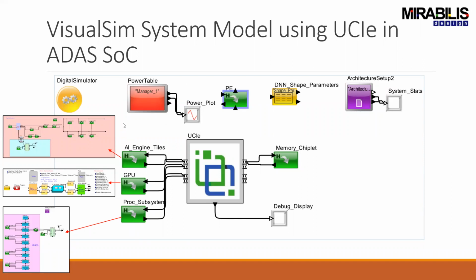Now, there's also power information associated with each one of these blocks. So with a VisualSim system model, you can very quickly assemble these systems and analyze the different topologies and different studies. If you notice, each one of these, the GPU, the deep neural net, each one of them has a unique set of parameters that we're looking at.